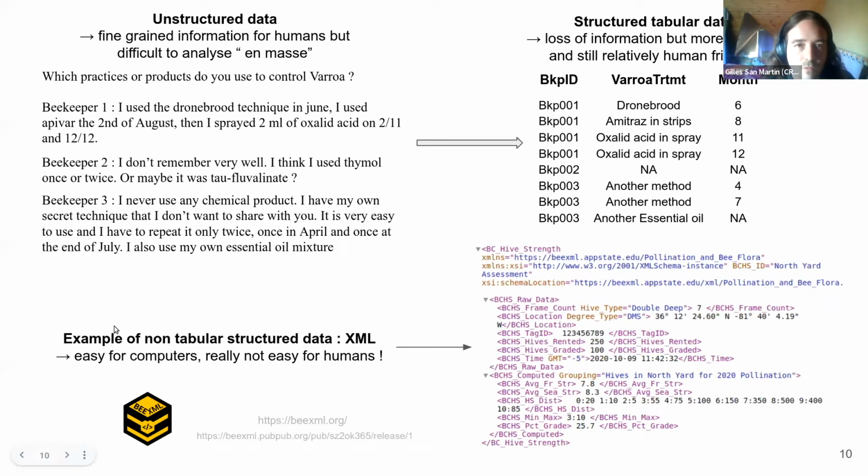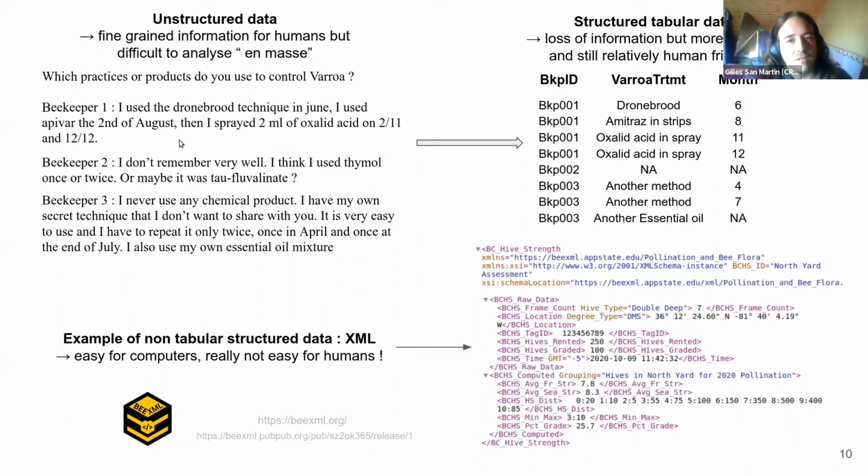I will give you some examples straight away. Here you have an imaginary example of unstructured data. Basically, it's a question about what your practices are to control varroa mites in beehives, and you have three imaginary answers from three different beekeepers. You can transform that into structured data in a tabular format. What you can see is that when you do that, generally you lose some information. For example, here the beekeeper provided the exact date, the 2nd of August, and here we didn't keep the information about the day, we only kept the month. The varroa treatment is also a little bit less precise.